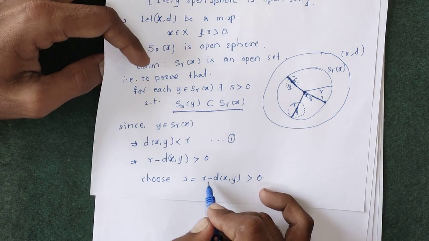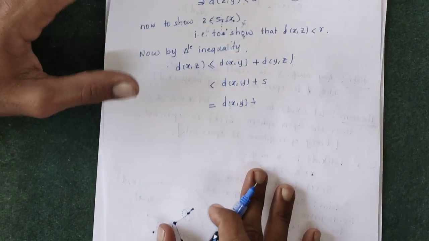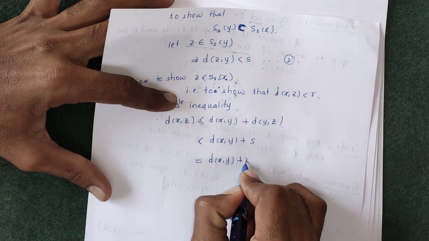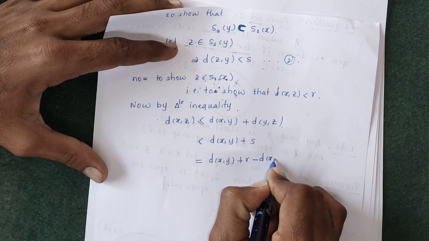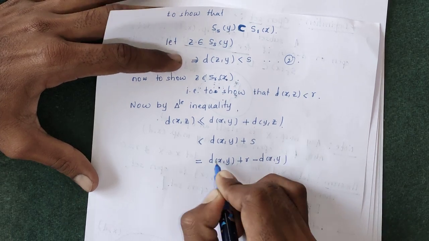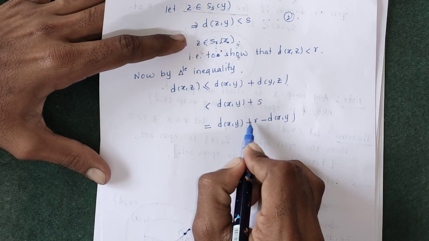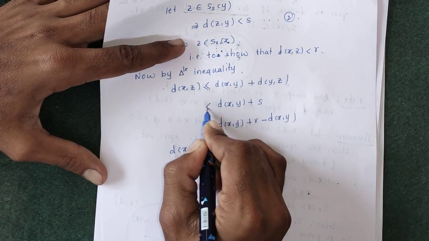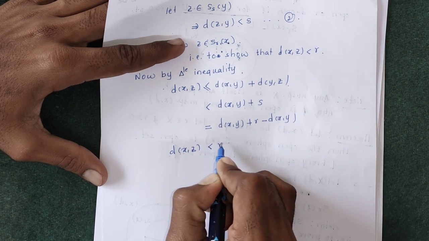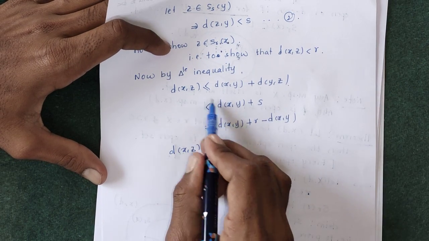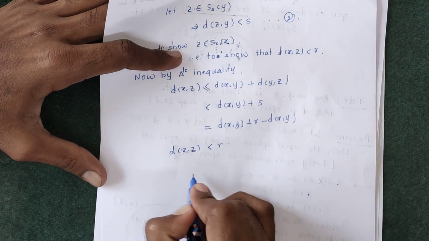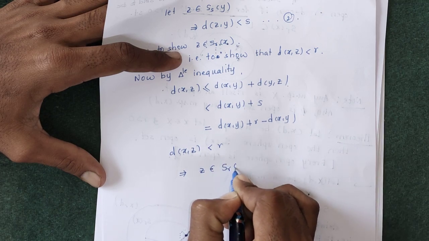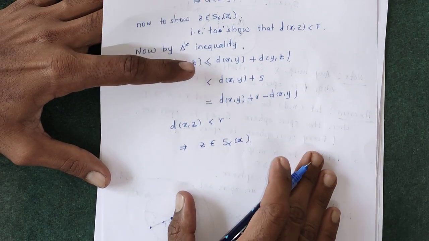So we can substitute the value of s here and write distance of xy plus r minus distance of xy. So minus distance of xy and plus distance of xy will become 0, and the only remaining term is r. So distance of x and z is strictly less than r, and hence we can say that z belongs to S_r of x.